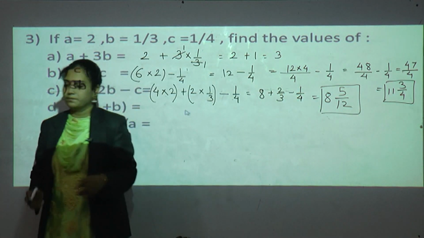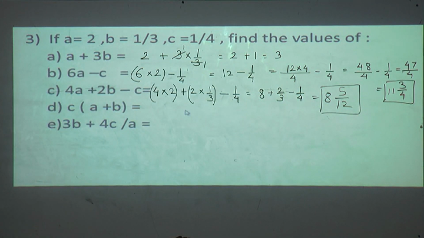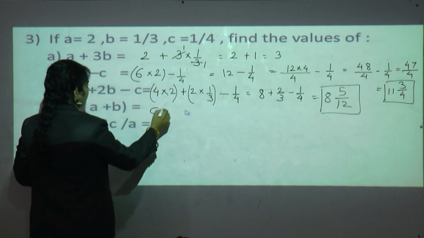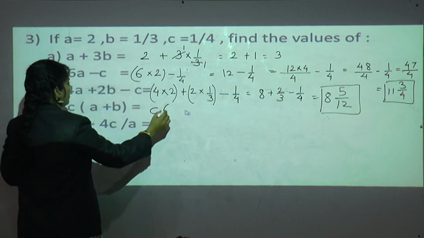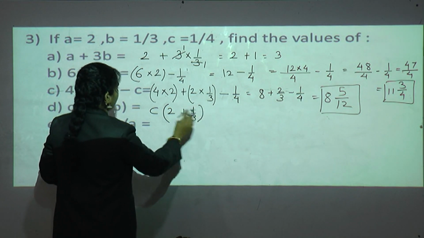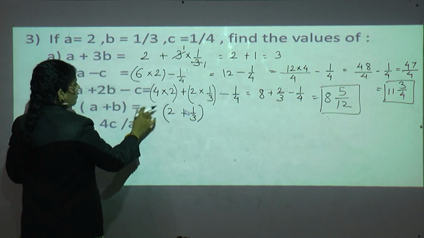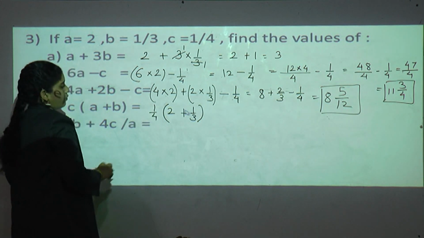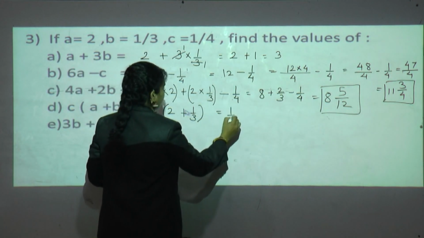Understood, all of you? Okay. Now c into bracket a plus b. Here a is 2 and b is 1 upon 3. What is c here? 1/4. 1 upon 4.